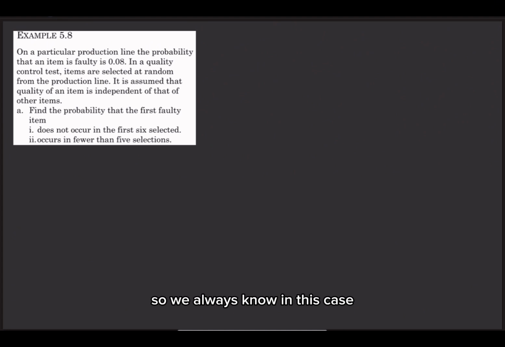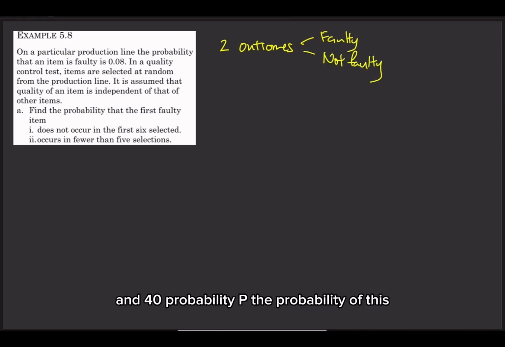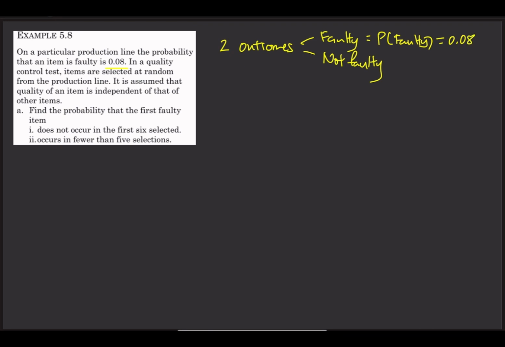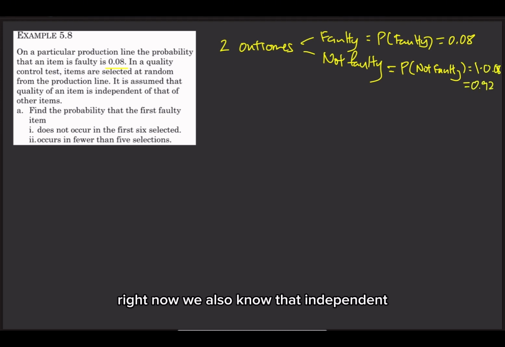Alright, so we already know, in this case, that we satisfy the conditions. There are only 2 outcomes: either faulty or not faulty. The probability of faulty, p, is equal to 0.08 as stated here. And the probability of not faulty is 1 minus 0.08, which is 0.92. We also know the trials are independent, as stated here, and of course the probabilities remain constant.